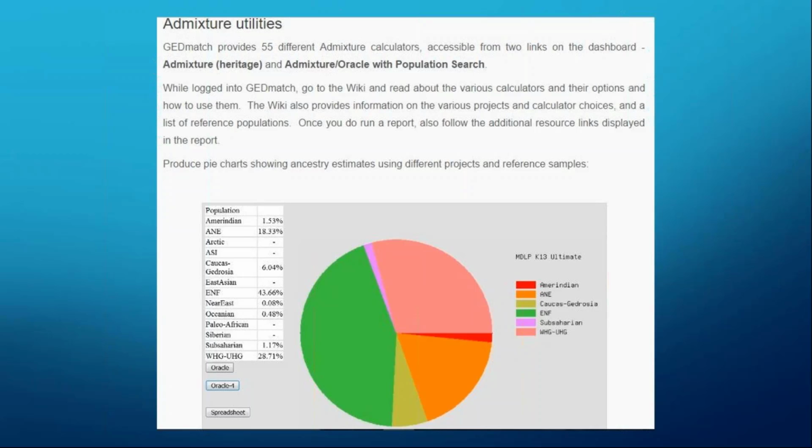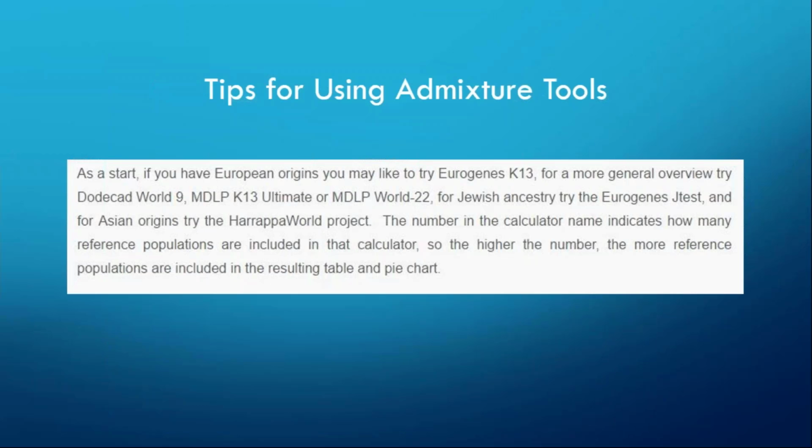If we look at ANE, it's going to explain to you in the tool exactly what those abbreviations stand for and what populations that person's been compared to. It says they've got a little bit of Amerindian in there. This is an important caution.